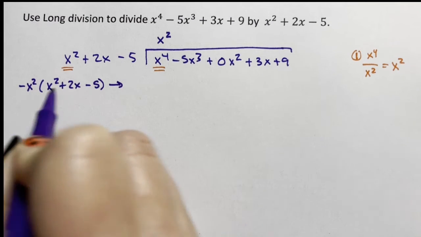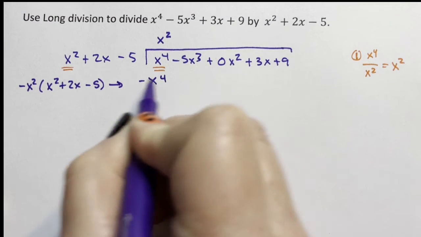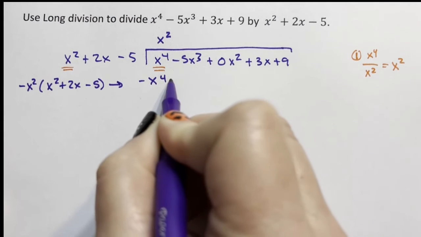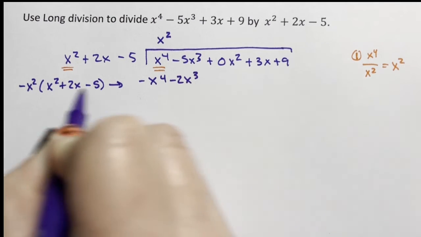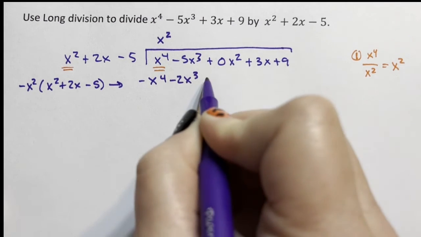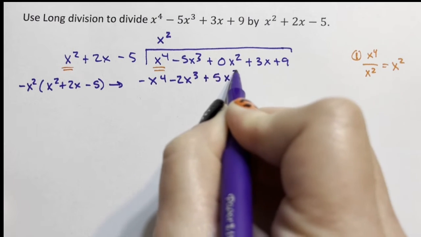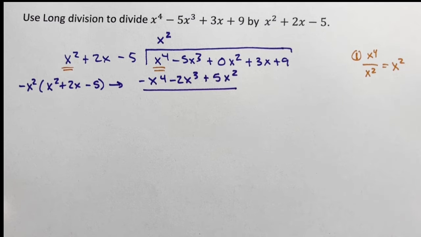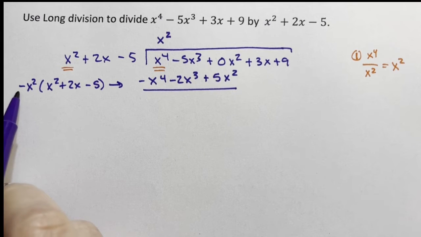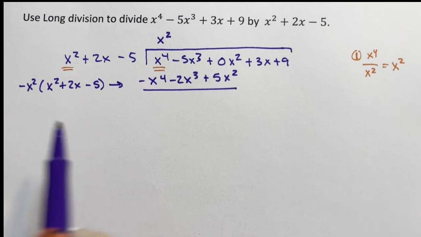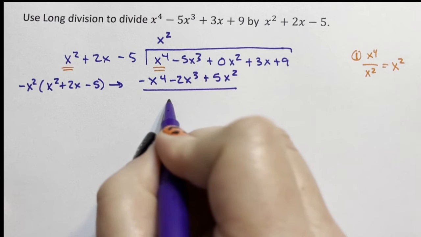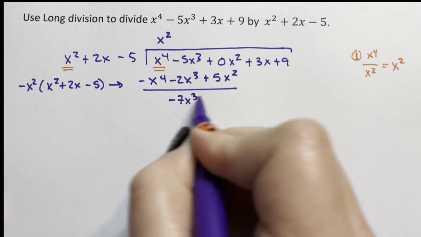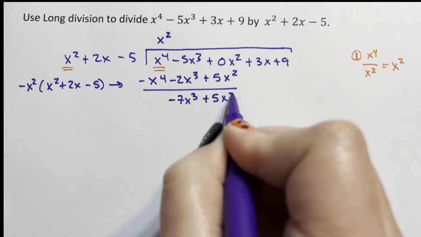Negative x squared times x squared is negative x to the fourth. Negative x squared times 2x is negative 2x cubed. Negative x squared times negative 5 is plus 5x squared. Had you not put that placeholder in, right now is when you would have been like, oops, I need a placeholder. Now I can add down. I don't need to subtract because I've dealt with the fact that there's subtraction right there with that negative. Those cancel. This becomes negative 7x cubed plus 5x squared.